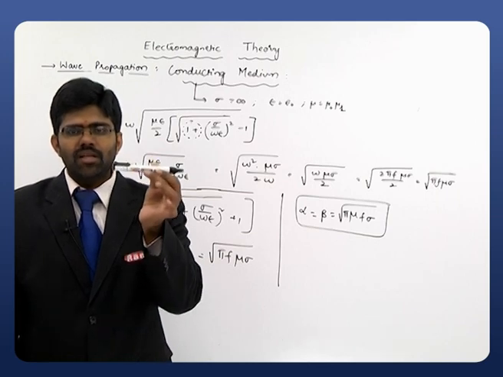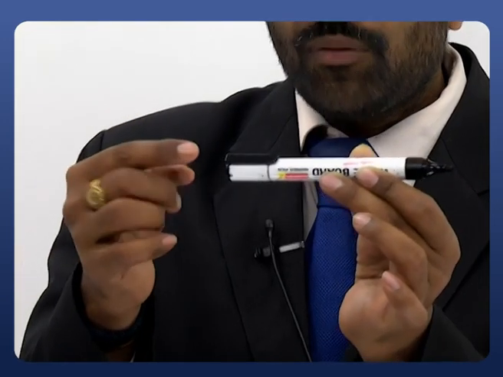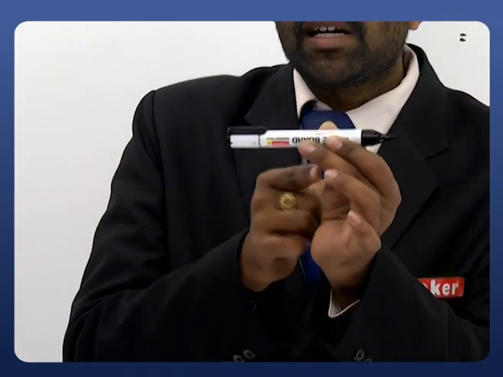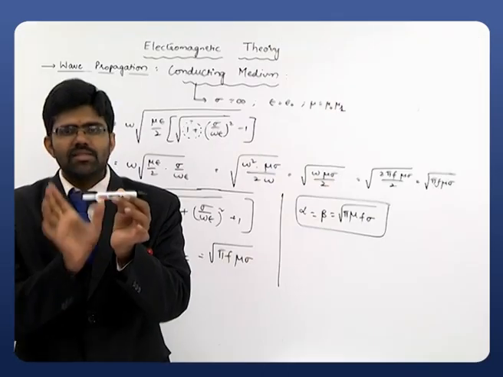So here the initial value, let us take some A. After traveling some distance, what we are getting is only 36% of A. That distance is called the skin depth.